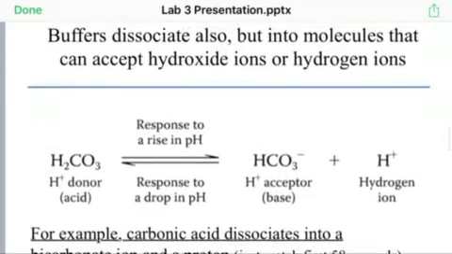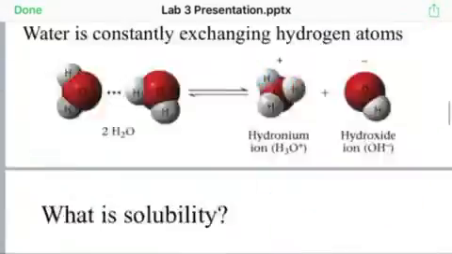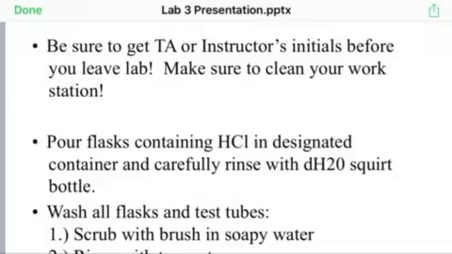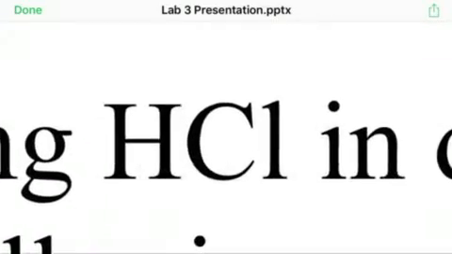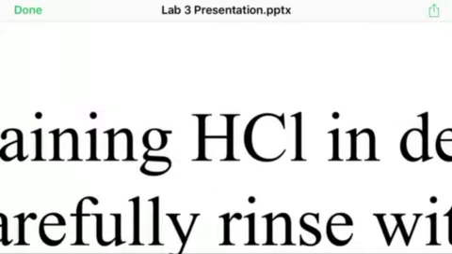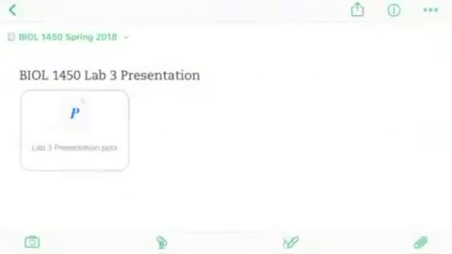So acids, for the most part, let's go back up to the HCl, right? This is an acid because it's going to donate this hydrogen. When you put more of those hydrogen ions into solution, it becomes more acidic.